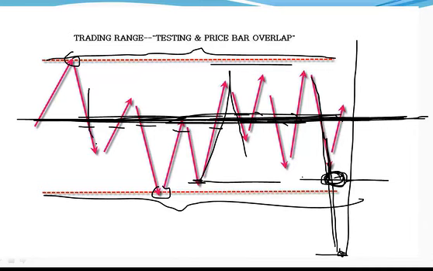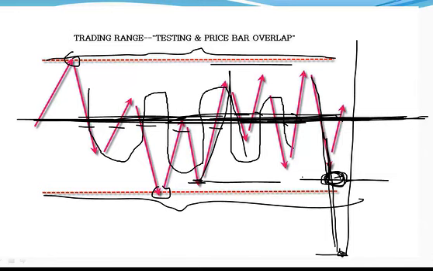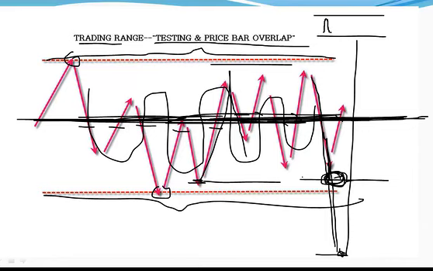So in a trading range, it can be a real roller coaster ride, and this is what it looks like. That's called a trading range, and basically you get testing and you get price bar overlap. There's two types. For instance, here's what a range would look like where the market's doing this. Price bar overlap is after the market has made a rally, each price bar would start to establish a sideways consolidation period.